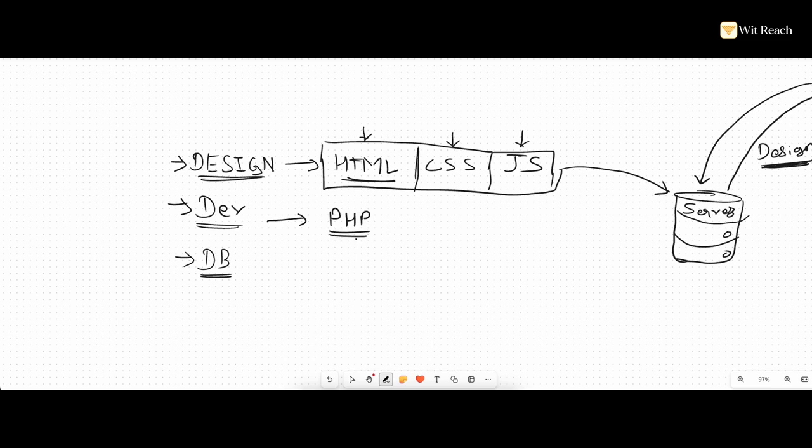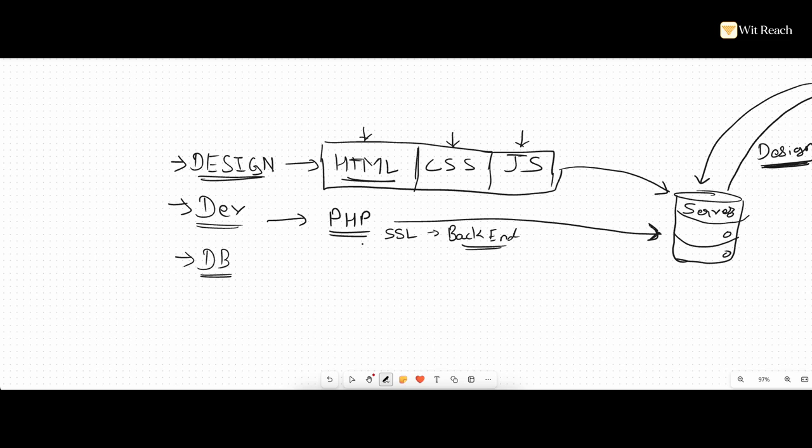What happens with PHP? PHP is a completely different language, the same way HTML is a different language, CSS is a different thing, JavaScript is a different thing. In the same way, PHP is also a separate and different language. Now, this PHP is also stored in the same server. It is a server side language. We call it a server side language, and we also call it a backend language.